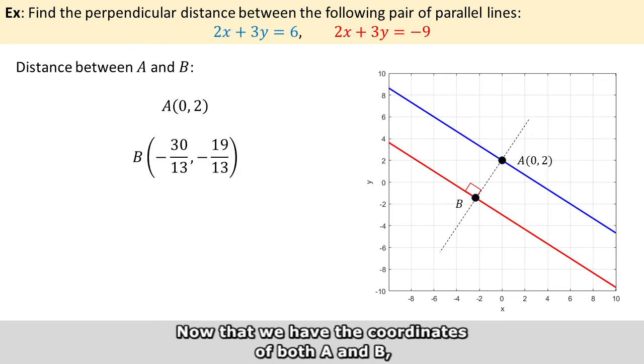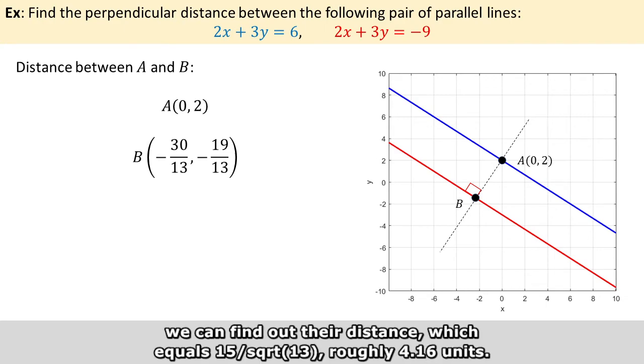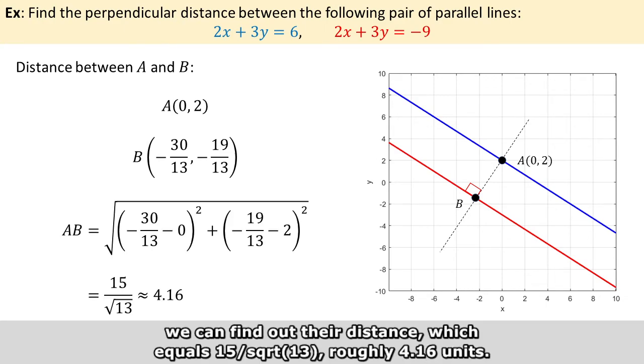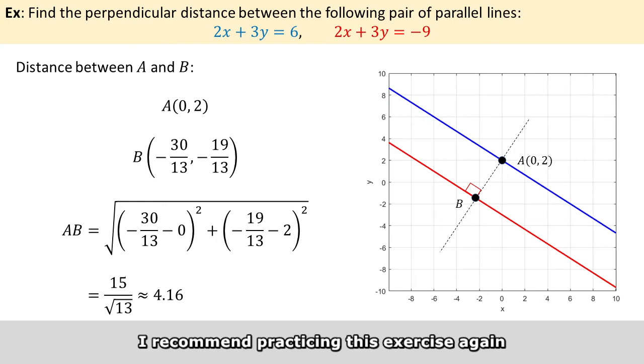Now that we have the coordinates of both A and B, we can find out their distance, which equals 15 over square root of 13, roughly 4.16 units. I recommend practicing this exercise again, using a point different from point A, and see if you would obtain the same result.